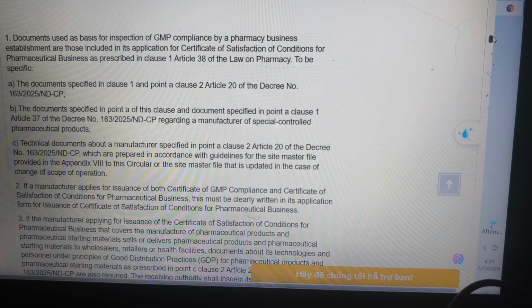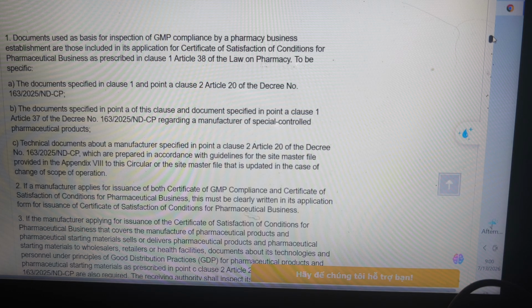The documents specified in Point a of this clause, and documents specified in Point a, Clause 1, Article 37 of Decree Number 163/2025 of the Government regarding manufacturers of special control pharmaceutical products.